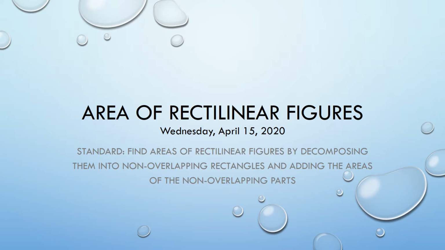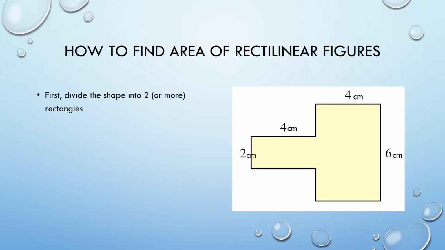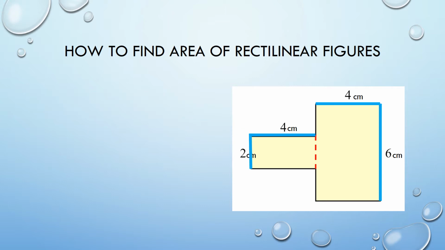So we're going to find the area by decomposing or breaking them apart into smaller rectangles, finding the area of each of those rectangles, and then adding that area together. So to start, to find the area of rectilinear figures, we first divide the shape into two or more rectangles. Today we're just going to do two. So as you can see, it's divided right there into two separate rectangles.